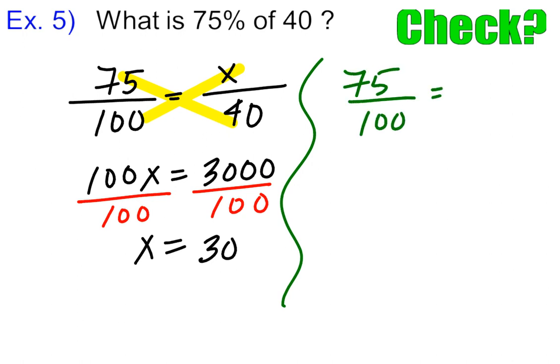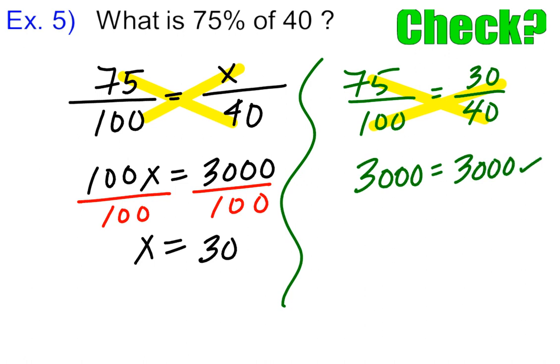75 divided by 100, is it the same as 30 divided by 40? Some of you see that fraction commonality, so you see it and you know what's happening. Let's cross multiply, and we have 3,000 equals 3,000, so it works out. So we find out that this truly is our solution, that x is 30.